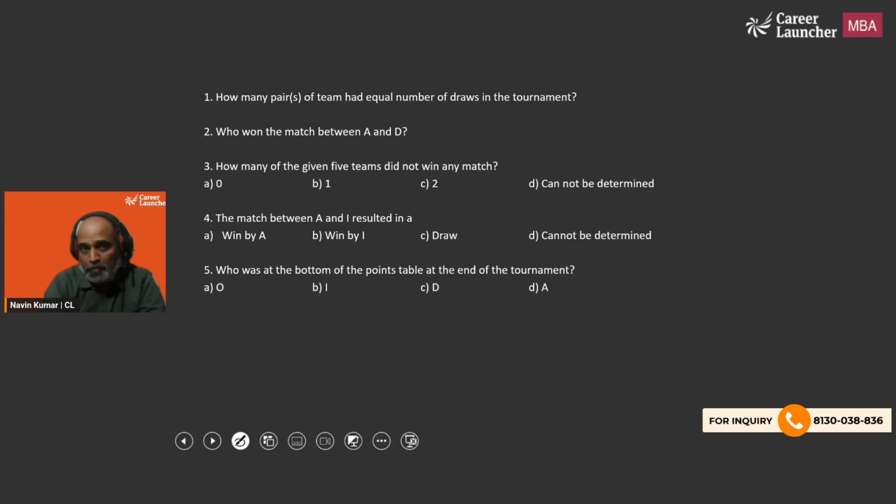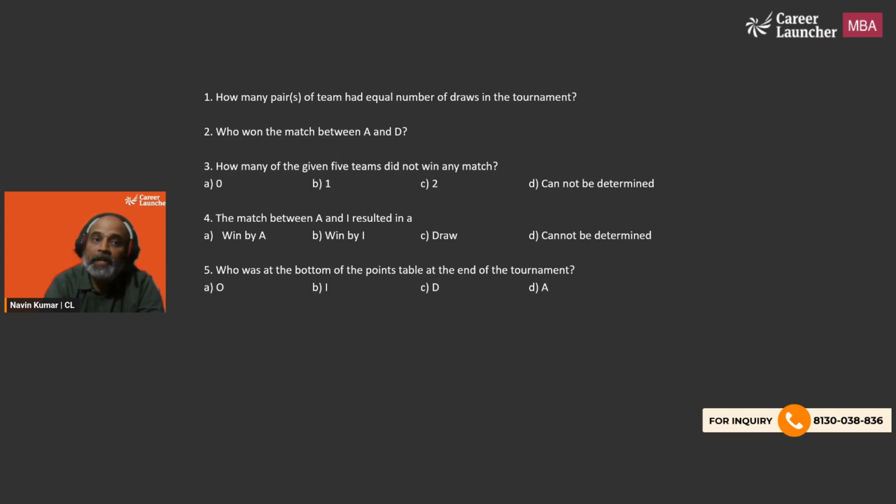So how many pair or pairs of teams had an equal number of draws in the tournament? Who won the match between A and D? So we need to know who played against whom. How many of the given five teams did not win any match? The match between A and I resulted in which of the options, and who was at the bottom of the points table at the end of the tournament. So we need the points earned by each team. That's how we'll be able to solve the fifth one.